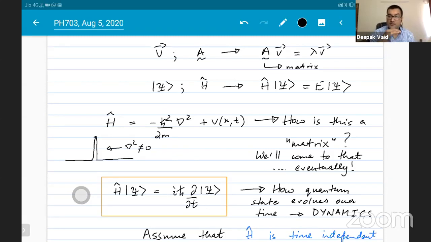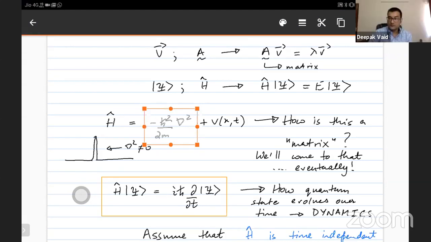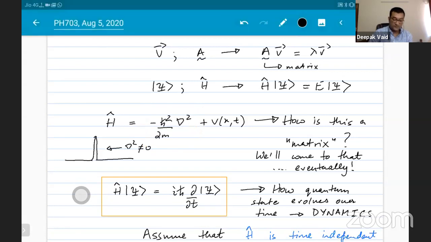where psi is just a constant. Let's say psi is a complete constant as a function of position, right? In that case, this term will be zero. But such a state would correspond to a state of zero energy.